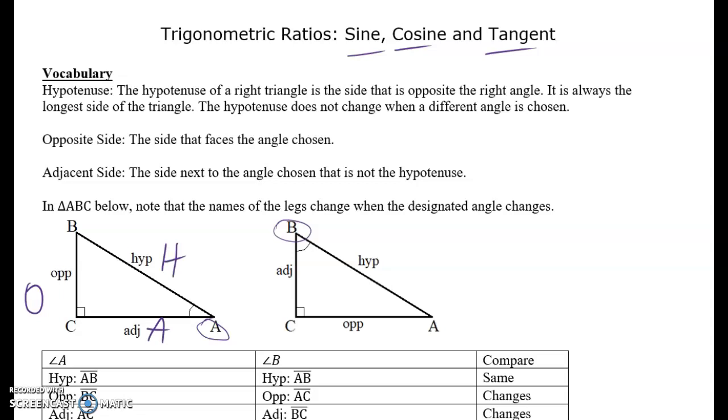Okay. With angle B, however, it switches. You see that the side that's opposite angle B is this one. So that becomes my O. My hypotenuse is the same. And my adjacent becomes that one. So you'll see that the opposite and adjacent kind of switch around. So for triangle A and B, the comparison is that the hypotenuse is the same, and the opposite and adjacent switch sides.